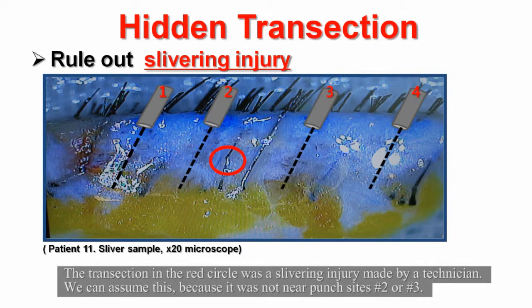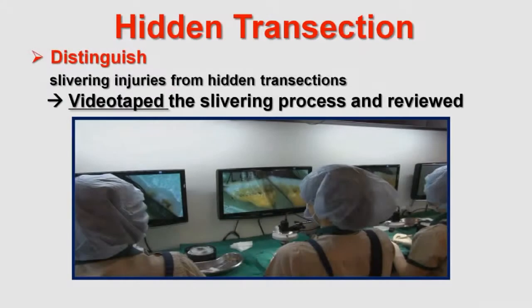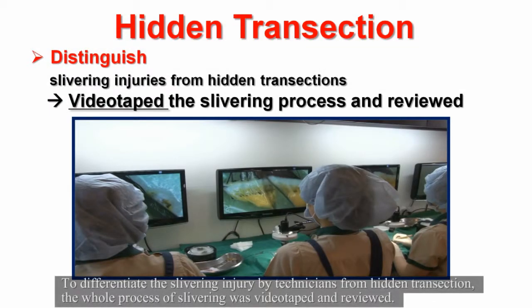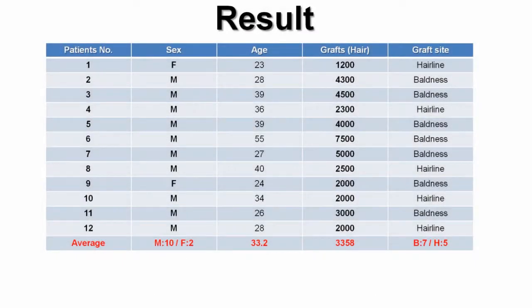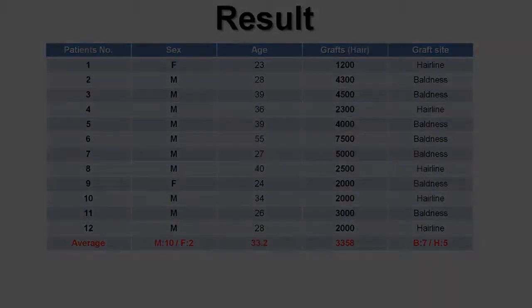The transection in the red circle was a slivering injury made by a technician. We can assume this because it was not near punch sites 2 or 3. To differentiate the slivering injury by technicians from hidden transection, the whole process of slivering was videotaped and reviewed. There were a total of 12 patients.